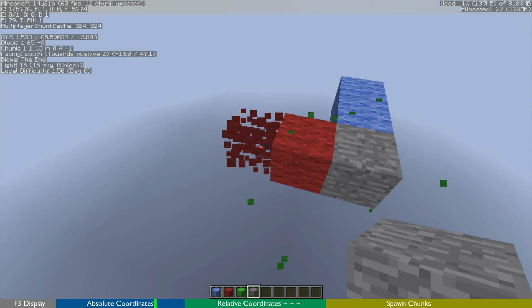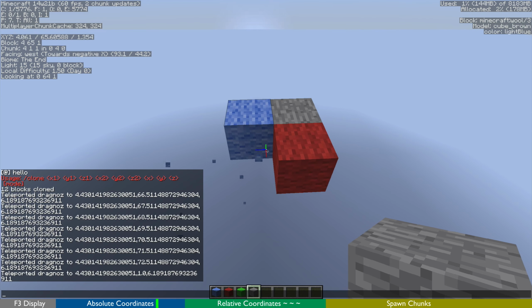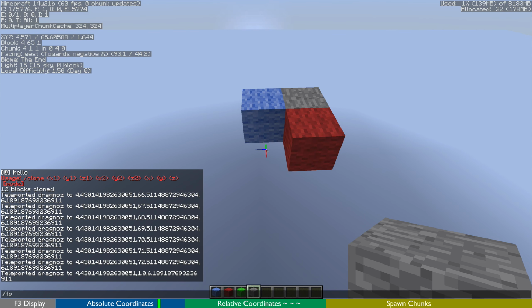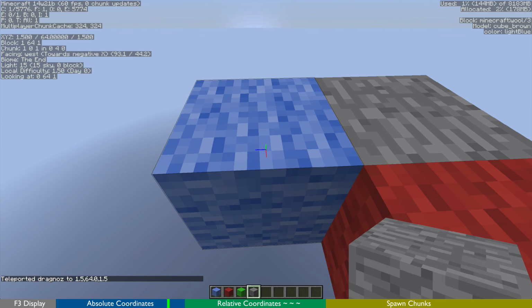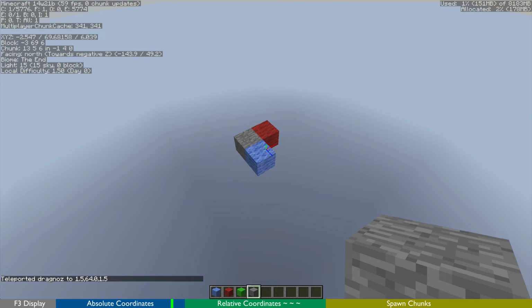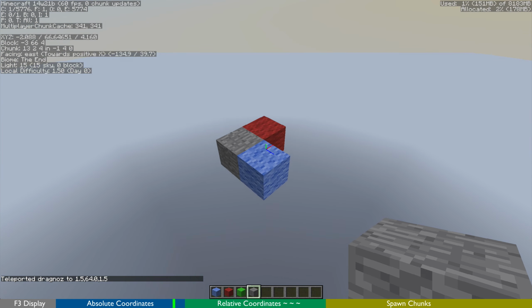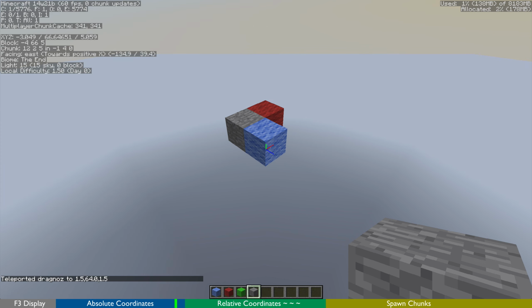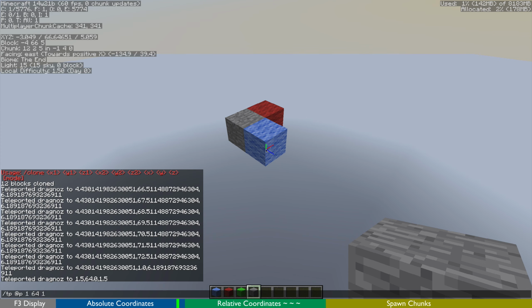Right, so that is absolute positioning. If I go tp @p to 1 64 1, it will actually teleport me to a specific spot. It'll teleport me to the absolute coordinates that I put in. So that's very, very important to note. It'll teleport me to the absolute coordinates.